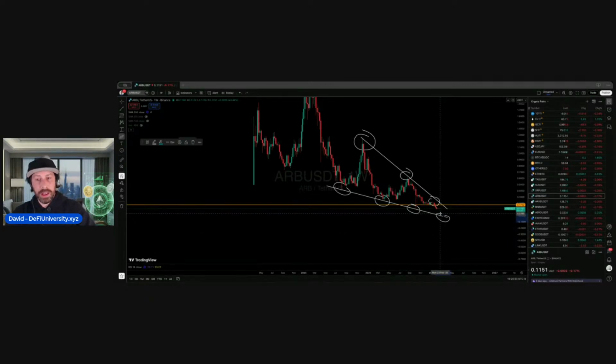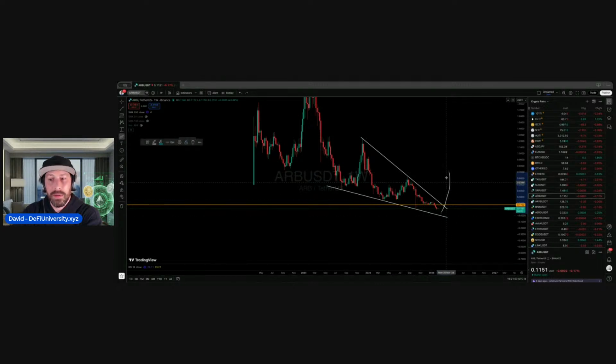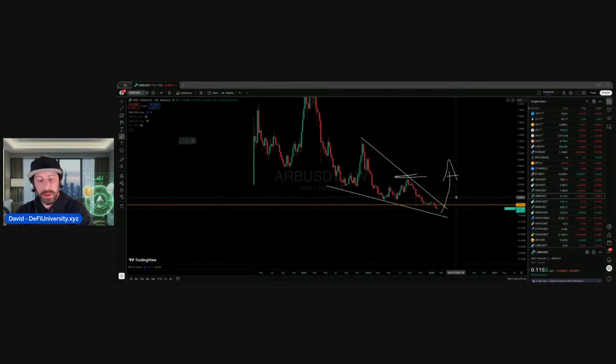But that's within this larger bullish descending wedge pattern. So get a bounce at 3 cents, and if ARB can break out, I think it could really rip higher. This is a bullish price action pattern. So if we get a move down to 2 cents, I would actually pick up some ARB just for a moonshot to maybe play it up to like 60 cents or something like that. So that's the way that I'm thinking about Arbitrum here.